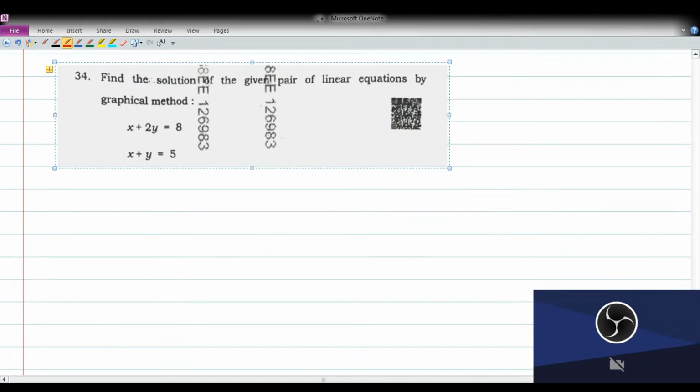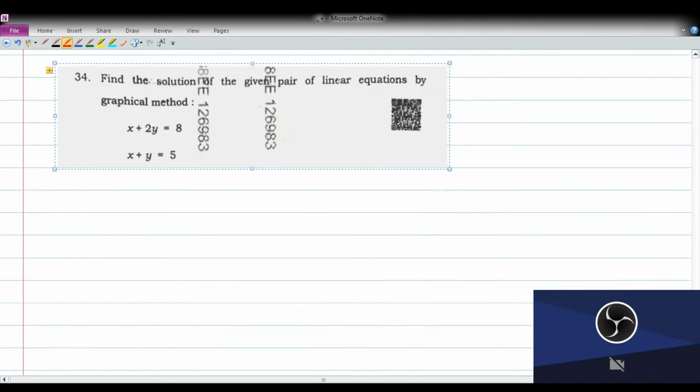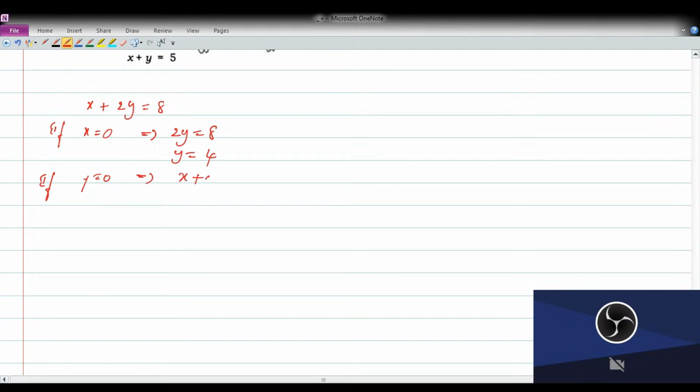So look, the first one given is x plus 2y is equal to 8. Here if x is equal to 0, this implies 2y is equal to 8, y is equal to 4. If y is equal to 0, this implies x plus 0 is equal to 8, you will get x equal to 8. What is the solution table for this? x, y. So when x is 0, y is 4, and when y is 0, x is 8.